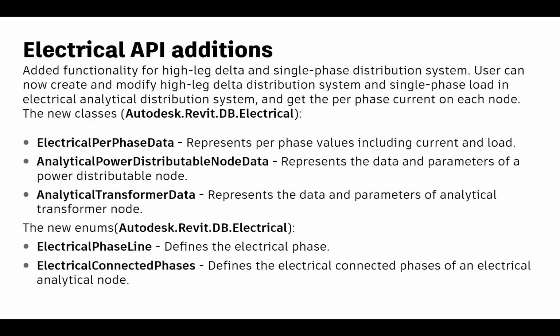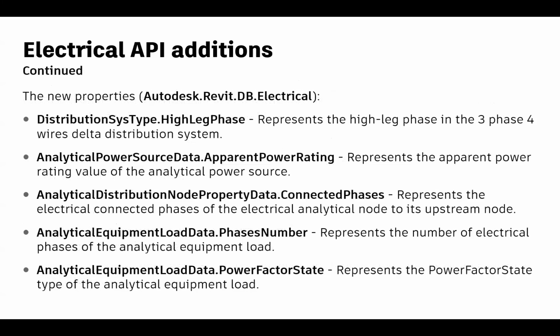There are new classes, electrical per phase data, analytical power distributable node data, analytical transformer data, and new enums, electrical phase line, and electrical connected phases. All of them listed here for your reference. There are also new properties, and the namespace is Autodesk Revit DB Electrical.